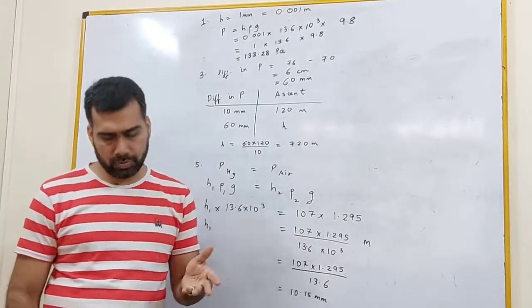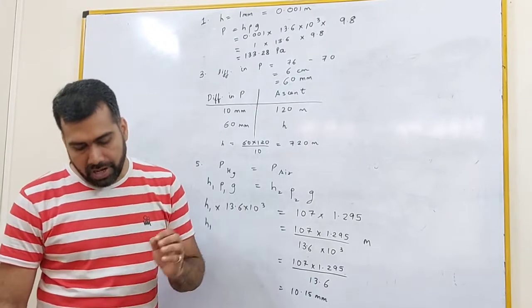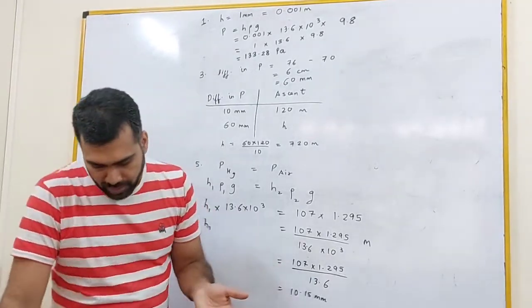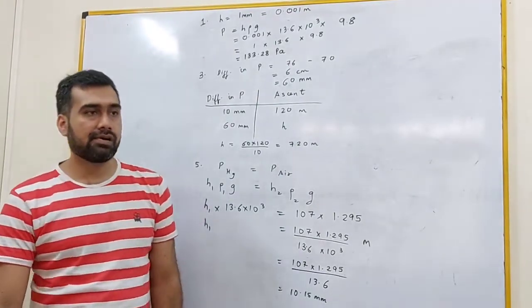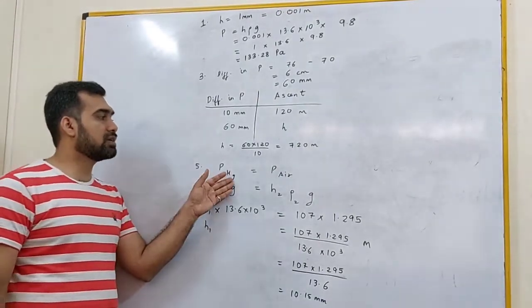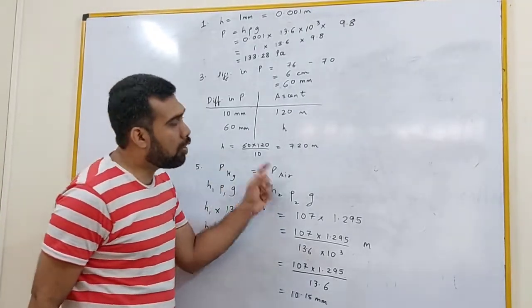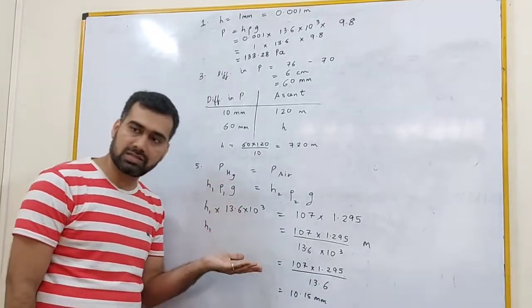Now the fifth sum. Assuming the density of air, the value is given, 1.295 kilogram per meter cube. Find the fall in barometric height, that means air pressure, at a height of 107 meters above the sea level. So we'll start off with pressure of mercury, that is, a fall in pressure of mercury is equal to a fall in pressure of air. We've done such a sum in the previous exercise as well.